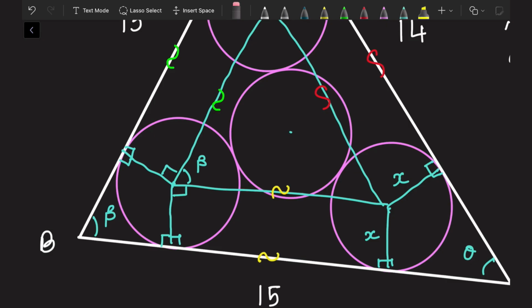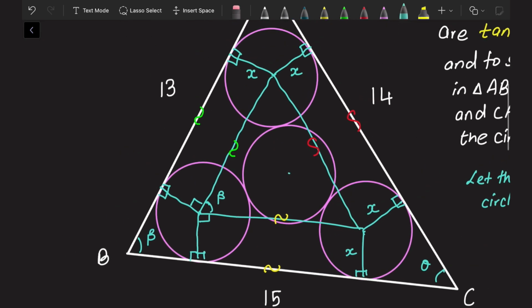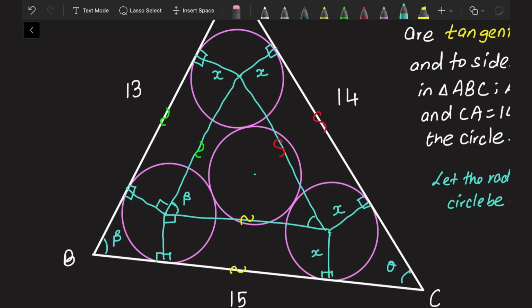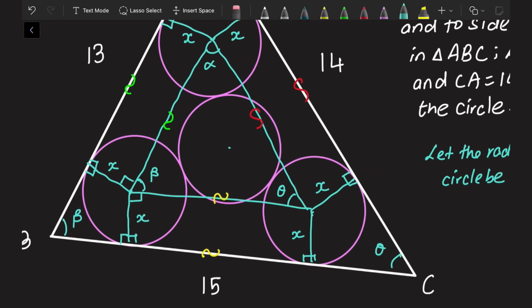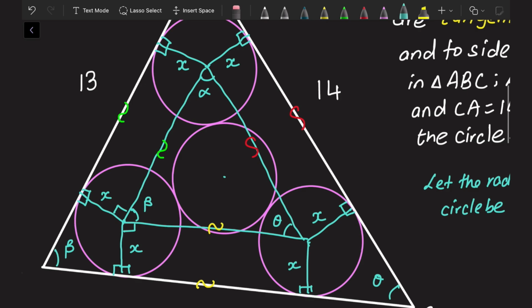So we can see that the inner angle and the outward angle are the same. The same fact can be concluded at all these three vertices. So this will come out to be theta and this will come out to be alpha. The top angle will get replicated over here. Nice.